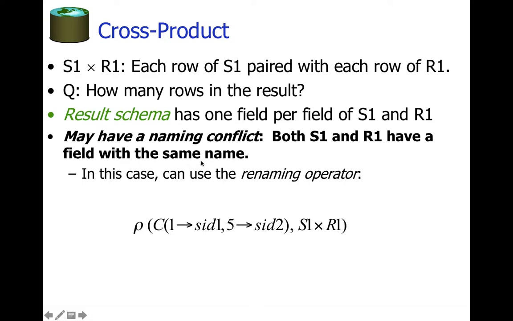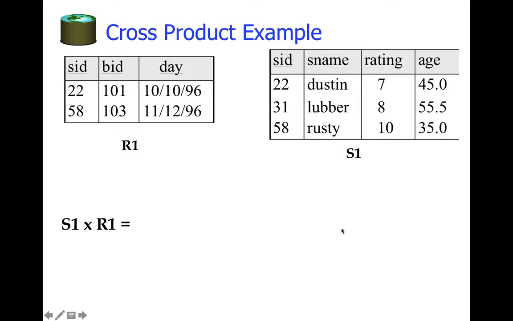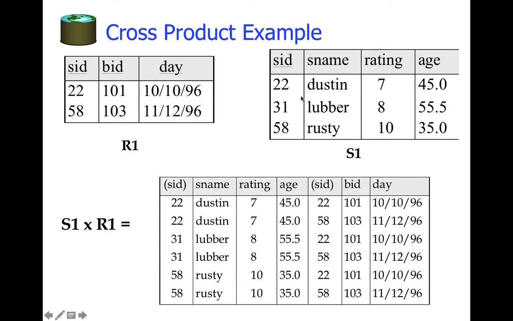You may have a naming conflict, which means that both tables have the same field name. Let's say you have SID in one table and also SID in the second table. What you can use is the rename operator to change the name. So we change the name of the first field to SID1 and the fifth field to SID2 in the cross product S1 times R1. To understand this, let's look at this example. This is the cross product of S1 and R1, and we get this, with all four fields appearing here.